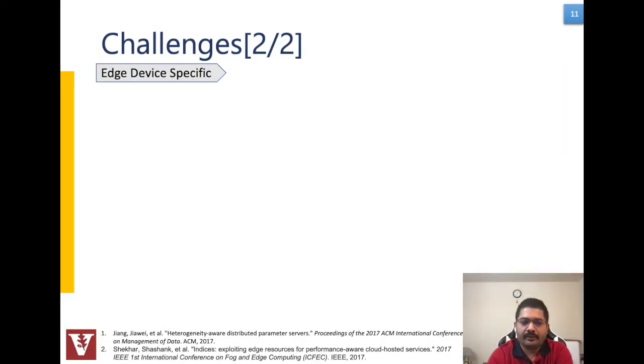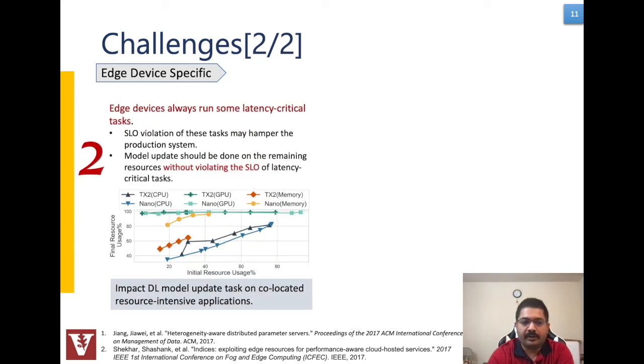Now I'll talk about how deep learning training jobs can exert pressure on the background latency critical jobs. Here you can see how the CPU, GPU, and memory utilization of the whole resources is increased because of running the deep learning job, and if that goes beyond some threshold, then it will lead to the violation of the SLO for the latency critical job, which is not desired.